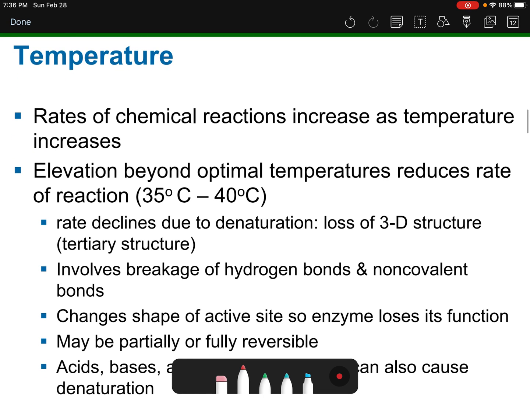So when we look at temperature, rates of chemical reactions increase as temperature increases. As we heat up things, and you think about that even in the lab, as you heat up things either with a Bunsen burner or a hot plate, you're starting to increase those chemical reactions that can occur. Same thing can happen in an organism. As the body temperature increases, so do those chemical reactions. But if you elevate beyond the optimal temperature, that actually reduces the rate of a reaction.